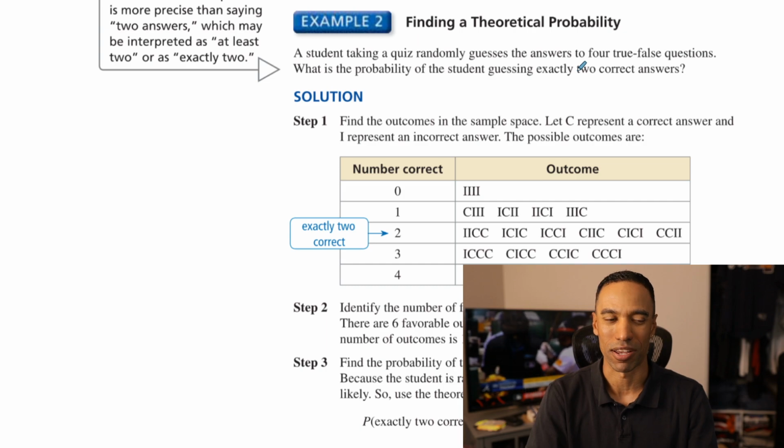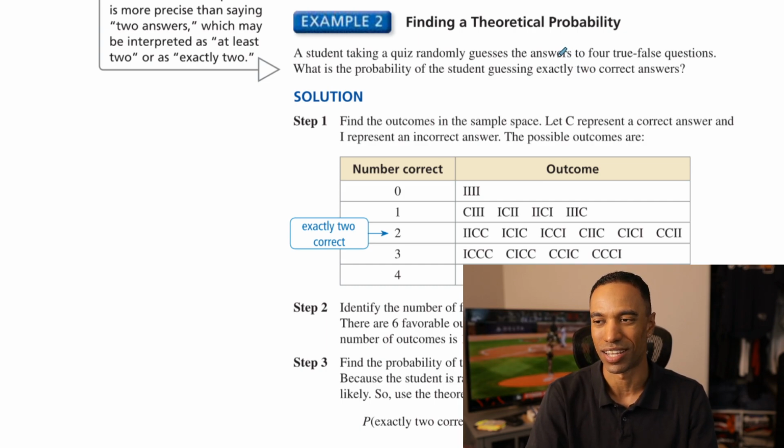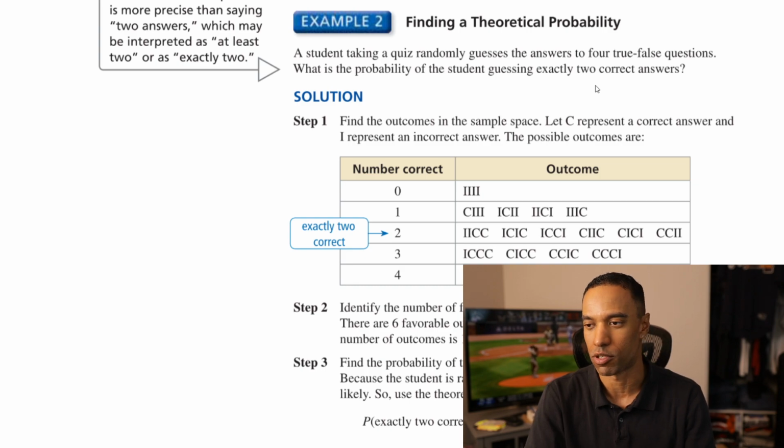You know, obviously, if you do process elimination, get some other things right. And knock on wood. Anyway, what's the probability of a student guessing exactly 2 correct answers? Now, it's not 50%.